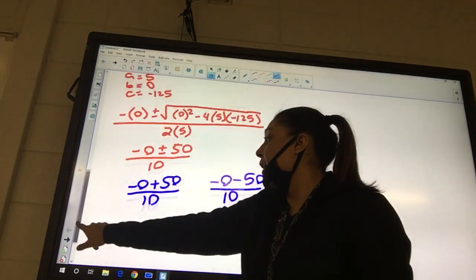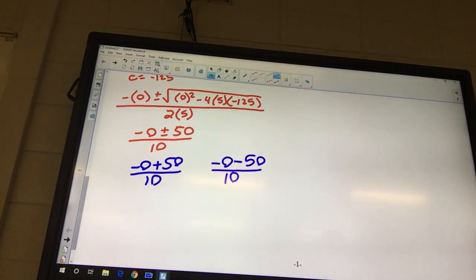So hit the fraction button. Type in negative 0 plus 50 over 10. See what you get. Hit the fraction, type in negative 0 minus 50 over 10. You gotta hit the fraction button first, same with the radical, you hit the square root button first. So now you can say negative 0 plus 50, I got 5. It's a rational number. So for this first one, we get 5.